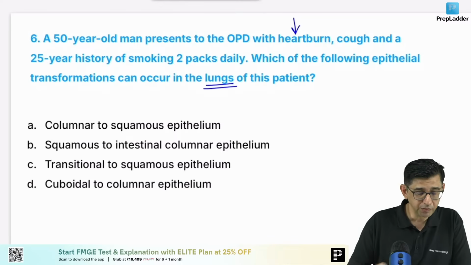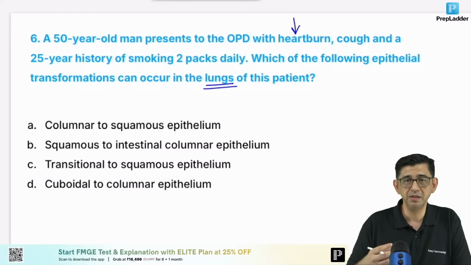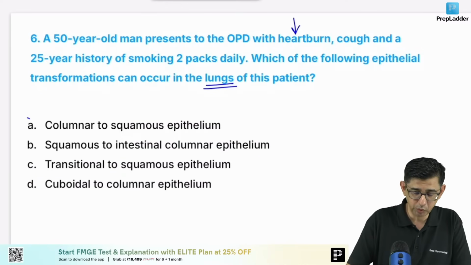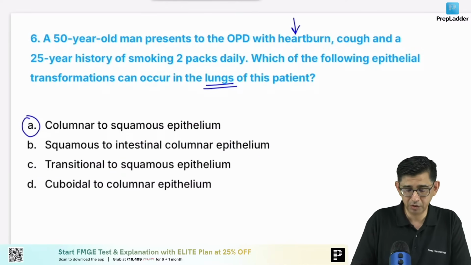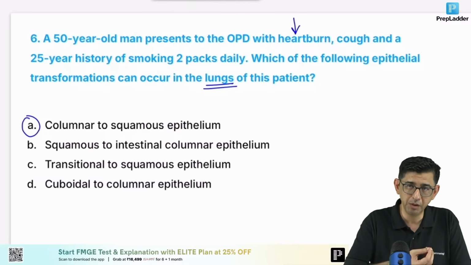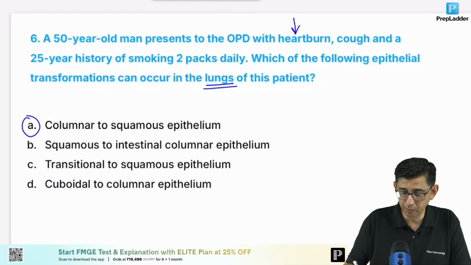He's asking what transformation will be occurring in the lungs of the patient. In the lungs, we have pseudo-stratified ciliated columnar epithelium. So columnar will get converted into squamous. The correct answer for this question is option number A. Guys, in our lungs, what is the epithelium? Is it squamous epithelium or columnar epithelium? It's columnar epithelium, no? Your answer of squamous to intestinal columnar epithelium is valid for Barrett's esophagus.